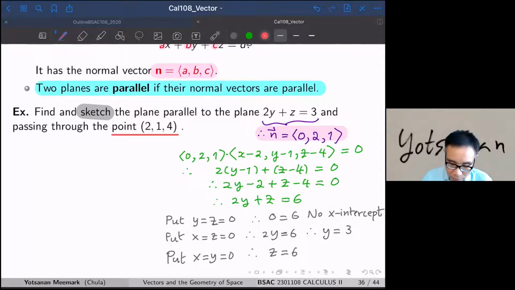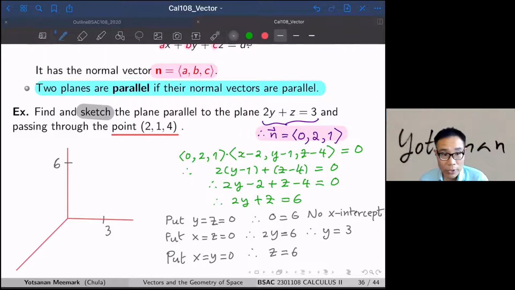Okay, so that is going to be for the y-intercept and z-intercept. So you have z equal to 6, which is up here, and y equal to 3, which is down here, and you have no x-intercept. So we're going to need another point to give us some guideline. You see that it's not going to be a closed triangle like we had before. So we can just have one side like this one.